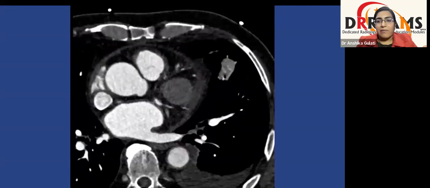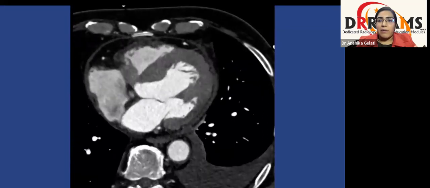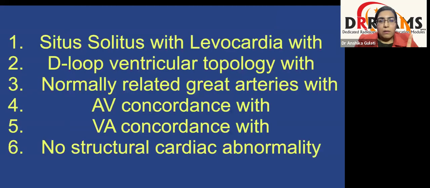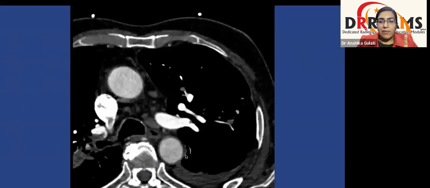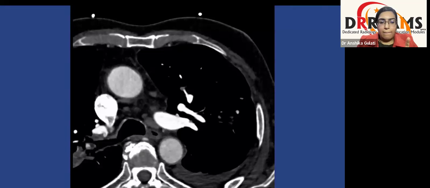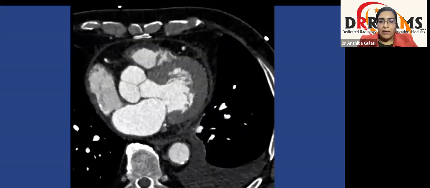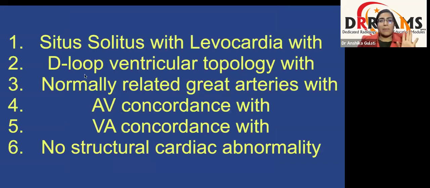And then finally we look for specific defects in the interatrial septum, interventricular septum, great arteries, all the chambers. So there are none for now. So the 6-step approach: situs solitus with levocardia, because the apex is pointing towards the left side. Yes, the apex of the heart is pointing towards the left side, the base-apex axis. We conclude, the 6-step approach: situs solitus with levocardia. D loop ventricular topology because RV is on the right side. Normally related great arteries because aorta is posterior and to the right of the pulmonary artery. AV concordance with VA concordance with no structural cardiac abnormality. This is the impression of your report for that patient.